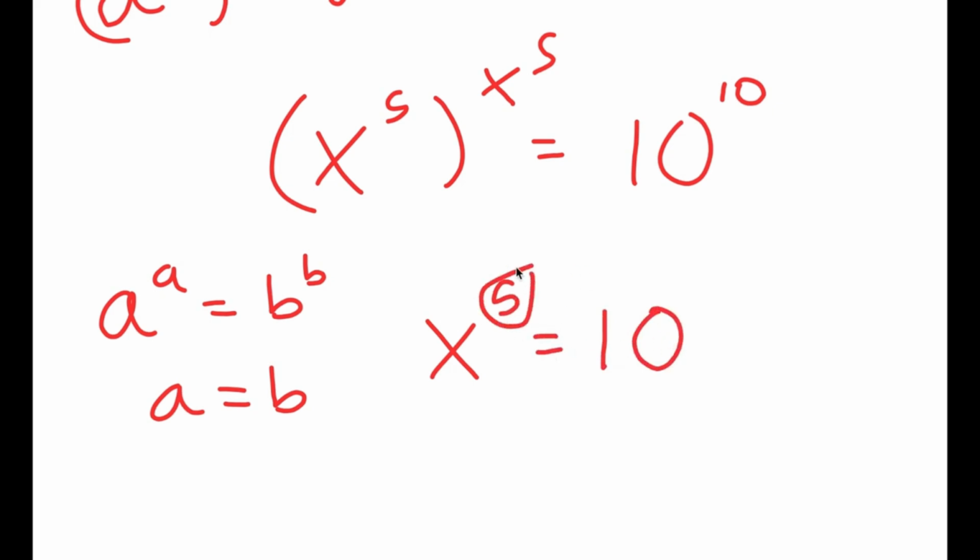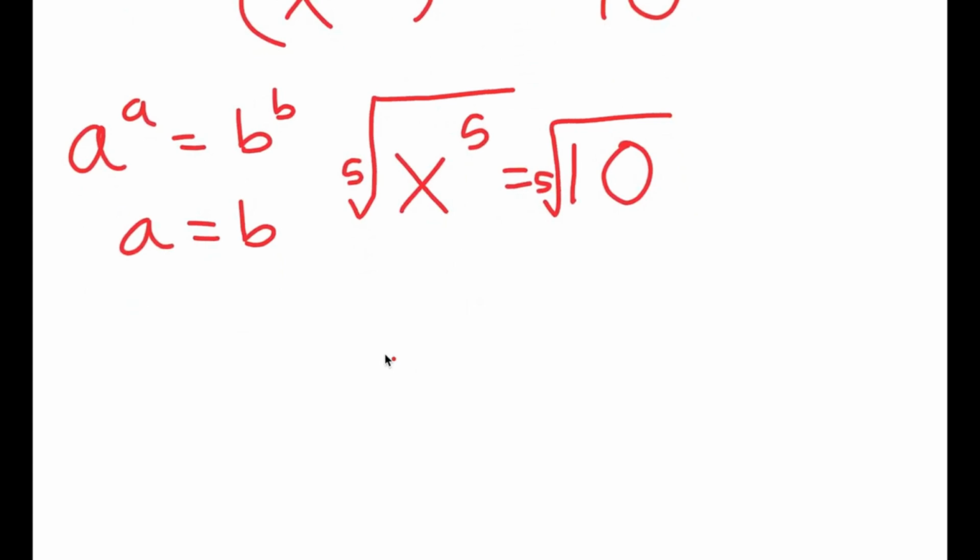Now to solve this, we need to get rid of this power of 5 by taking the fifth root on both sides. So the fifth root of x to the power of 5 is x, so I get x is equal to the fifth root of 10.